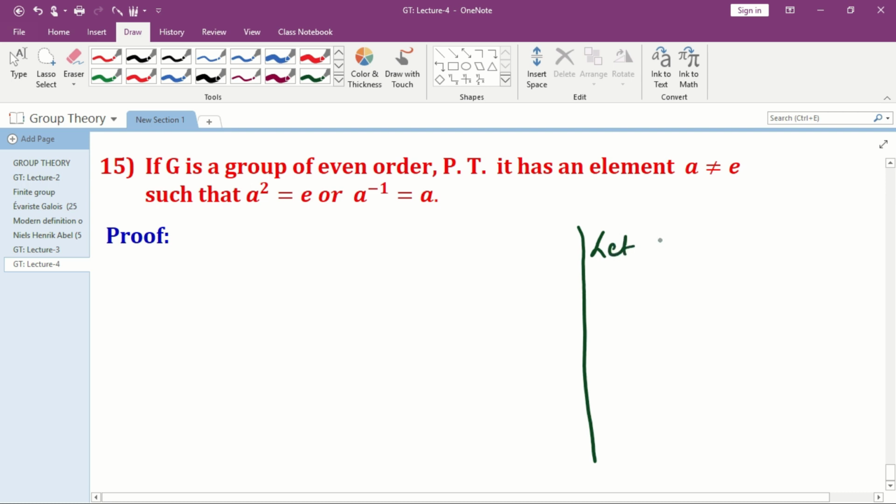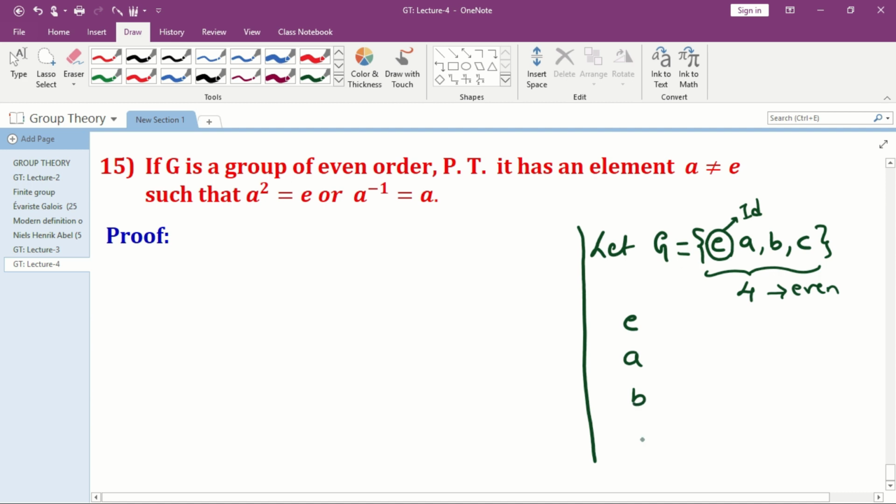Let G be a group of 4 elements. So the 4 elements are E, A, B and C. Out of the 4 elements, one we must write compulsorily, that is the identity, so this is the identity element. What is the order of G, or the number of elements in G? We have 4, which we know is an even number. So I should consider that the order of G must be even.